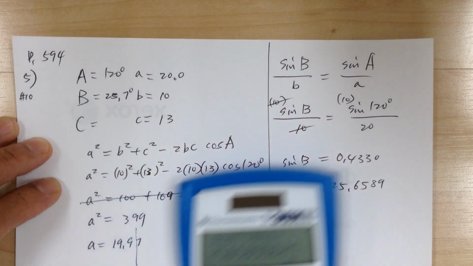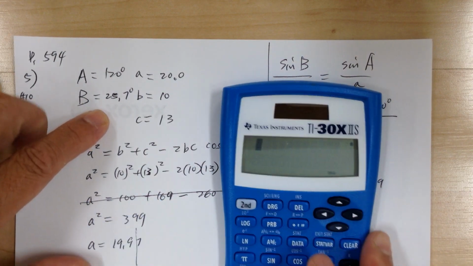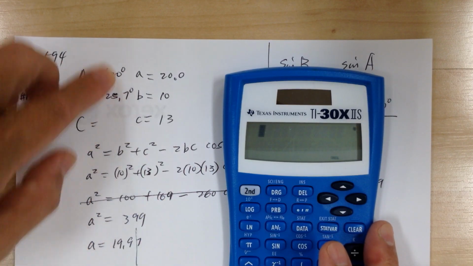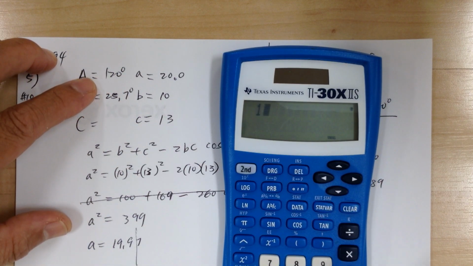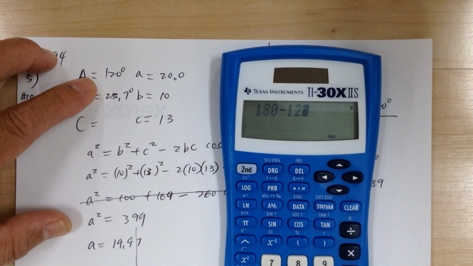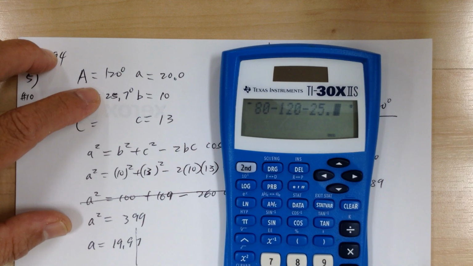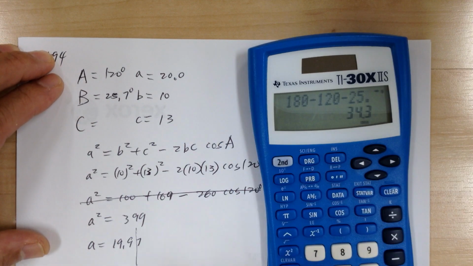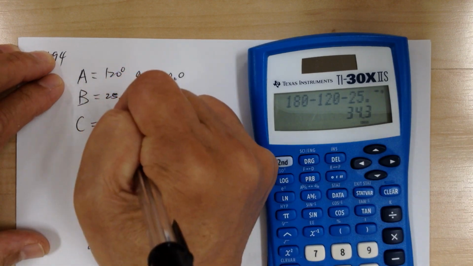Now to find angle C, all I have to do is use 180 minus those two, because the 3 angles have to equal 180, right? So 180 minus 120 minus 25.7. So I get 34.3 degrees.